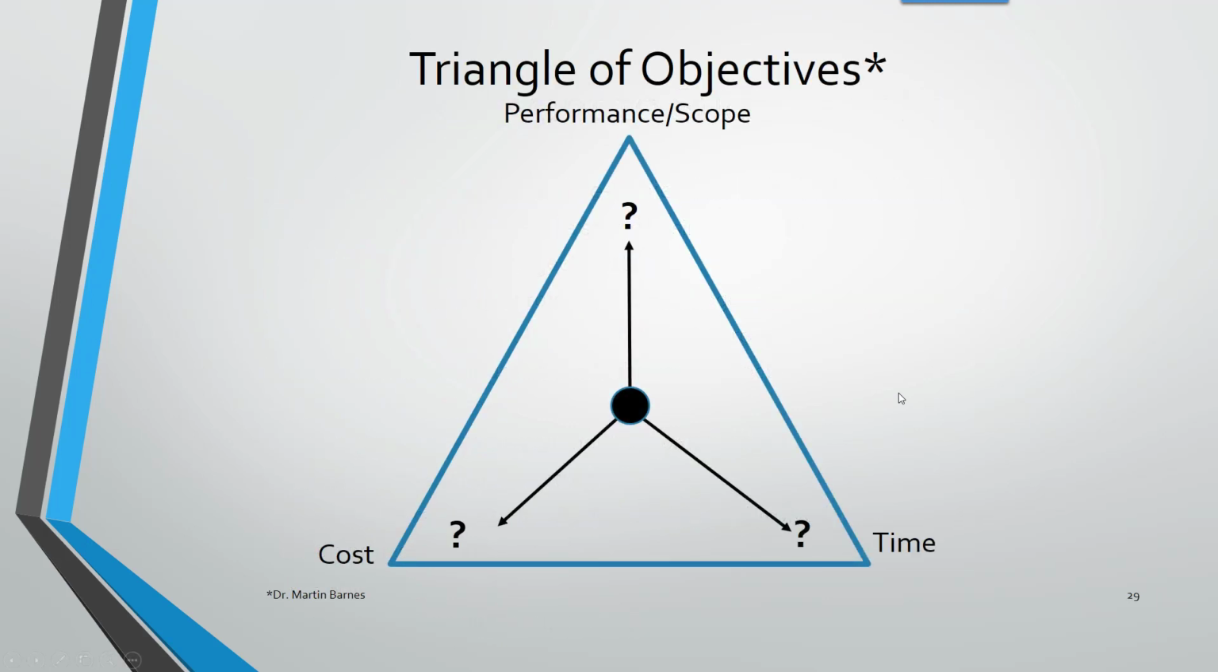Okay, so this is a big one, the triangle of objectives. So we have performance and scope, time, and cost. This triangle is attributed to Dr. Martin Barnes. So performance and scope. If you think about the three things that have you achieve, we met the goal, right? So that's performance and scope. We did it on time, and we did it within cost. So if any of these are out of alignment, then you're not going to get this triangle.